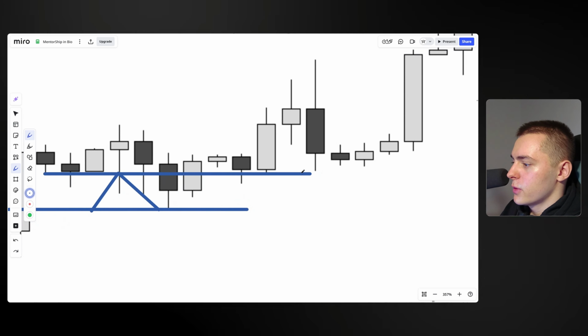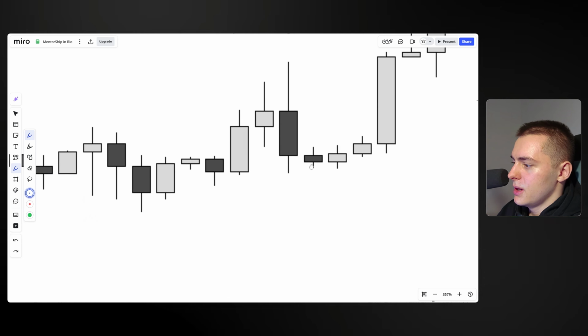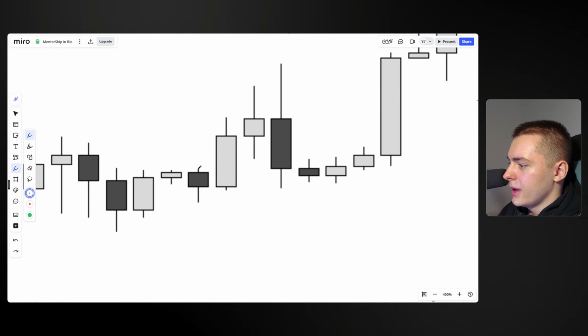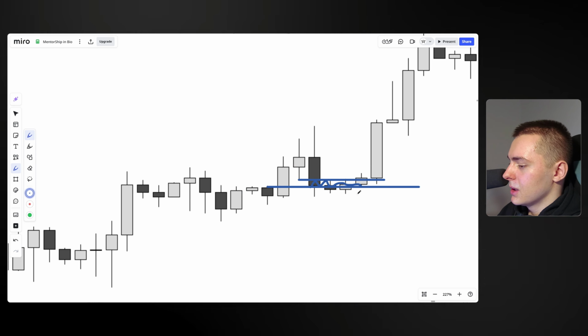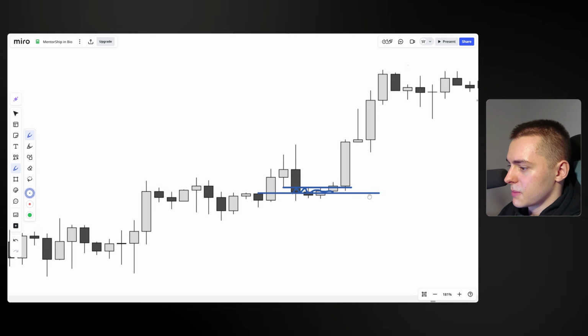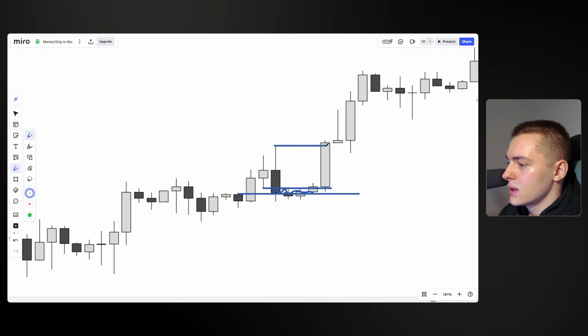Now, once again, if we remove all of the lines so it doesn't get too messy, you can see once again, we have a fair value gap in here, a very small one, but it still counts. We have a smaller one in here. Price traded into it. Of course, it went lower than the FVG, but that is no problem. It still respected it because it went higher and took out this high.